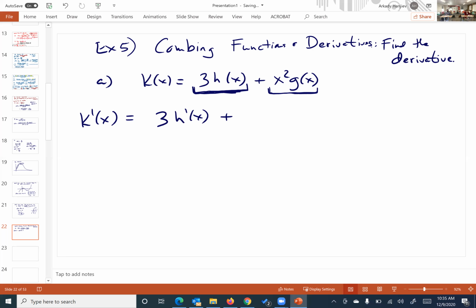What's the derivative of this? You can split it down the middle here. The first function is x squared, and our second function is g of x. So it's the derivative of the first times the second, plus the derivative of the second times the first. I believe that's the way it goes.